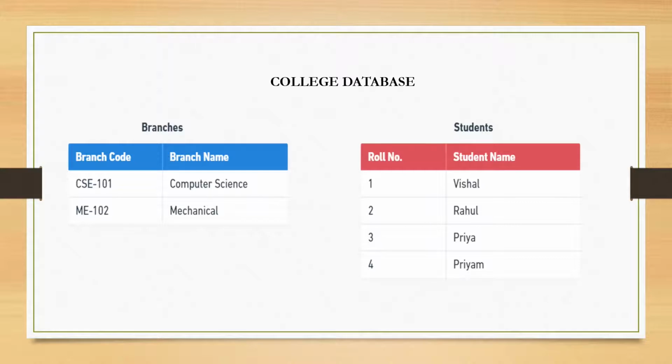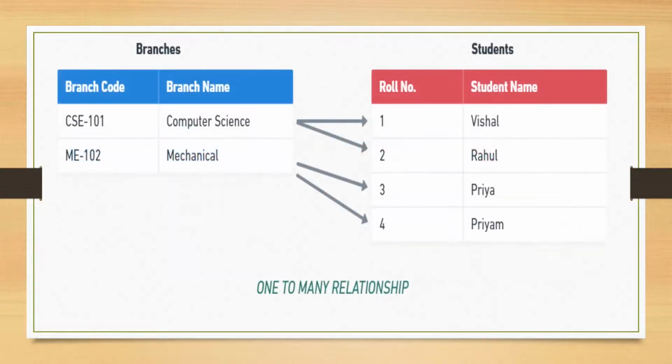Now the college gives you more information: Vishal is related to the computer science branch, Rahul is connected to mechanical, Priya is connected to mechanical, Priyam is connected to mechanical again. So if you see, there is a one to many relationship, that one branch is related to many students. So this is the one to many relationship that you have to perform.